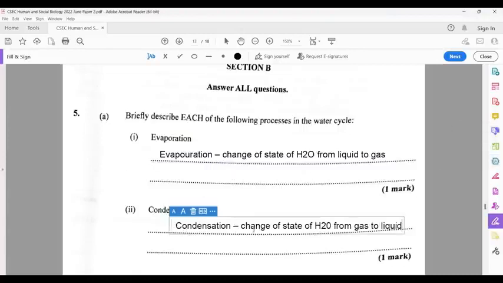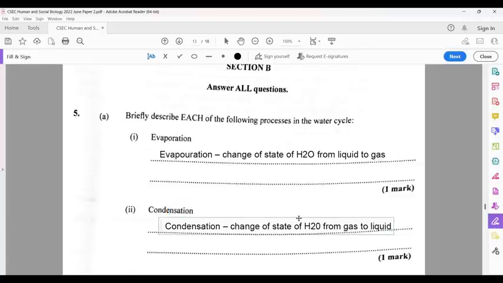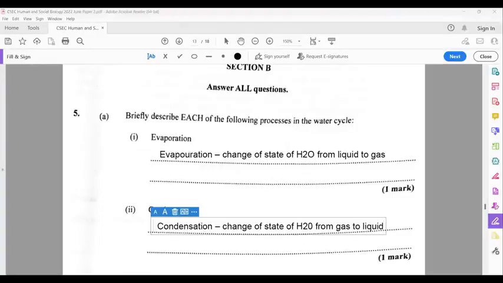Condensation is the opposite of the evaporation. The H2O, the water, is changing from gas to liquid. You could even go on to say more, but remember, it's only 1 mark. So you don't want to waste time writing too much when you have already obtained the mark. You could even go on to say that when gas particles have accumulated to a certain amount, it increases the rate at which condensation happens, and that moves us into precipitation.